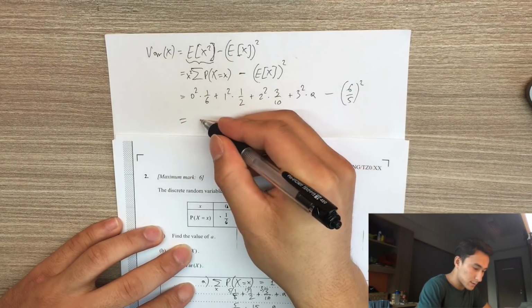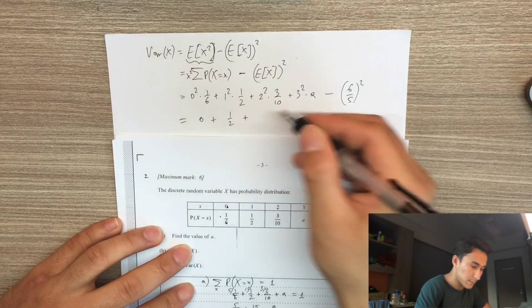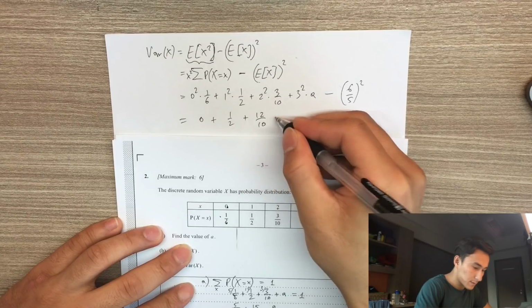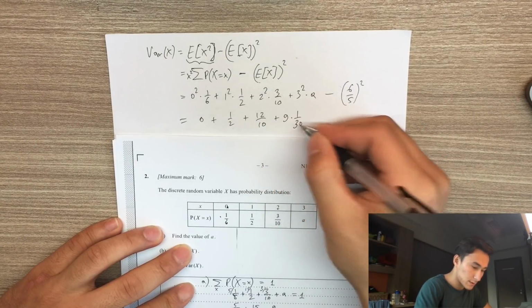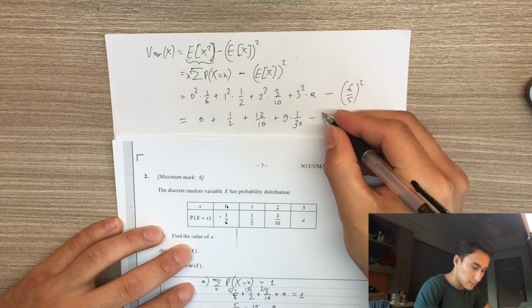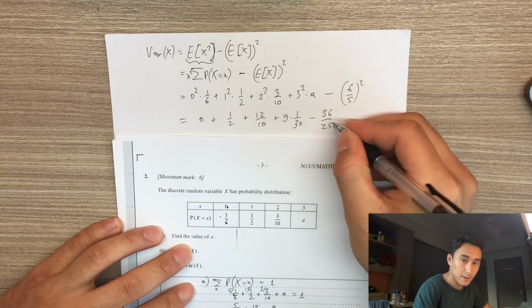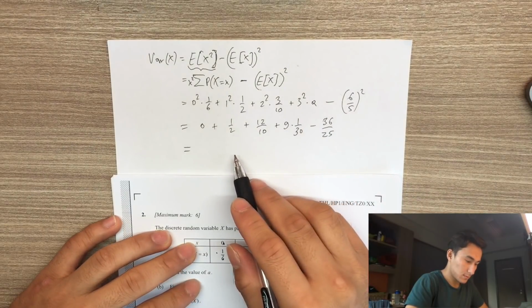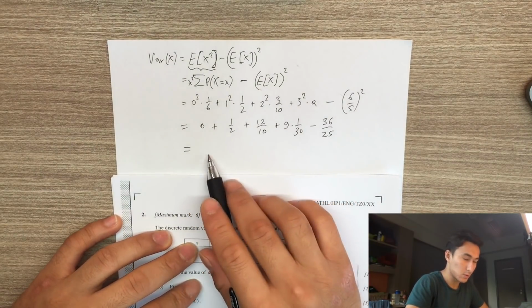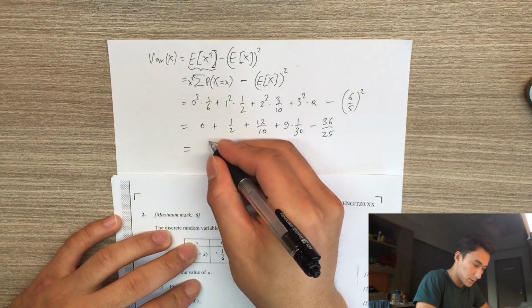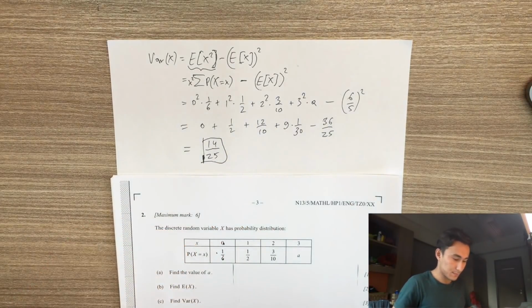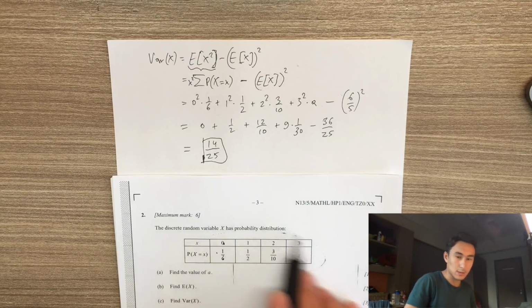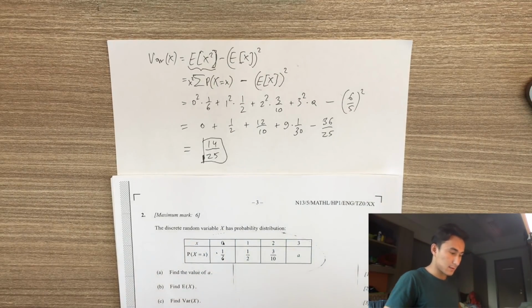So now this is 0 plus 1/2 plus 12/10 plus 9 multiplied by 1/30 minus 36 divided by 25. After calculation, this will be equal to 14/25. So this is the value of variance for the given probability distribution. All right, so the next question, problem 3.